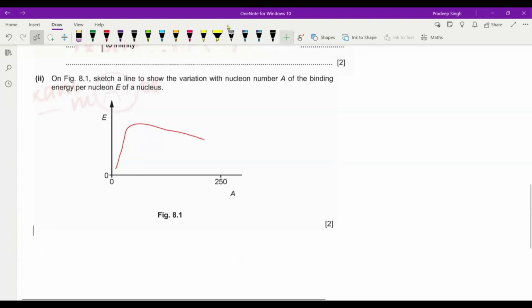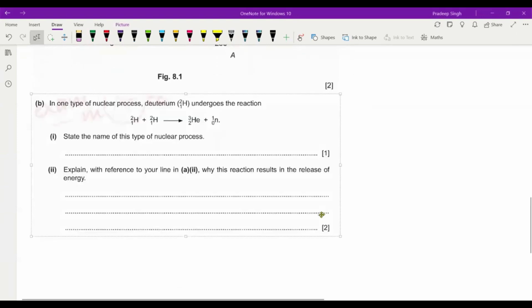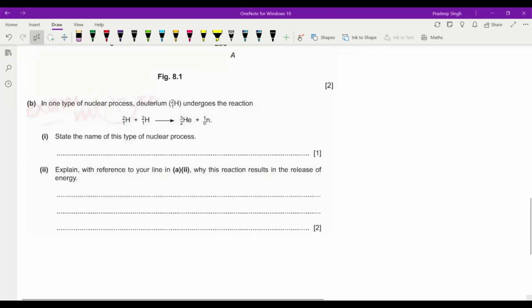Fine. Rakin, done with this? Yes, sir. That's it. This is that same graph which I was referring to. Next, B part of the same question. Read carefully.